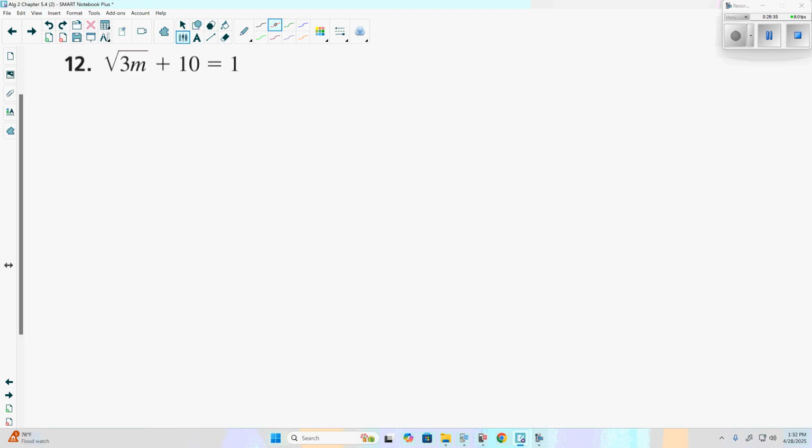So, let's look at this one here. The square root of 3m plus 10 equals 1. First step would be to what? Minus 10. Telling us that the square root of 3m is equal to negative 9. What's that? We can do nth power, yes. It is going to be no solution.